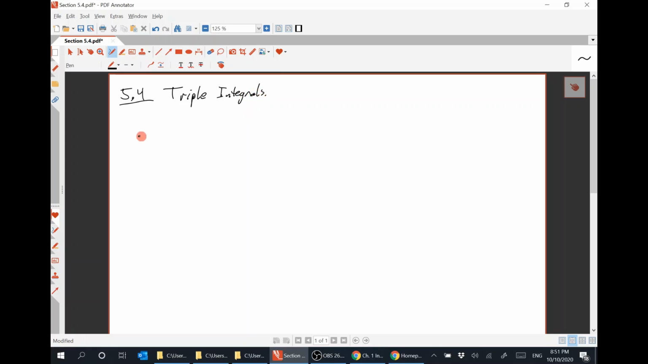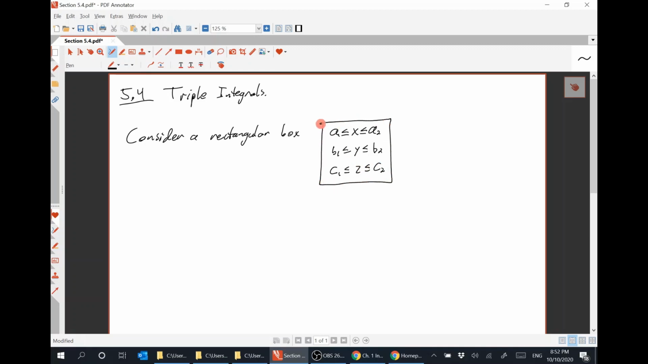So consider a rectangular box: a1 less than or equal to x less than or equal to a2, b1 less than or equal to y less than or equal to b2, c1 less than or equal to z less than or equal to c2. So that's a rectangular box.